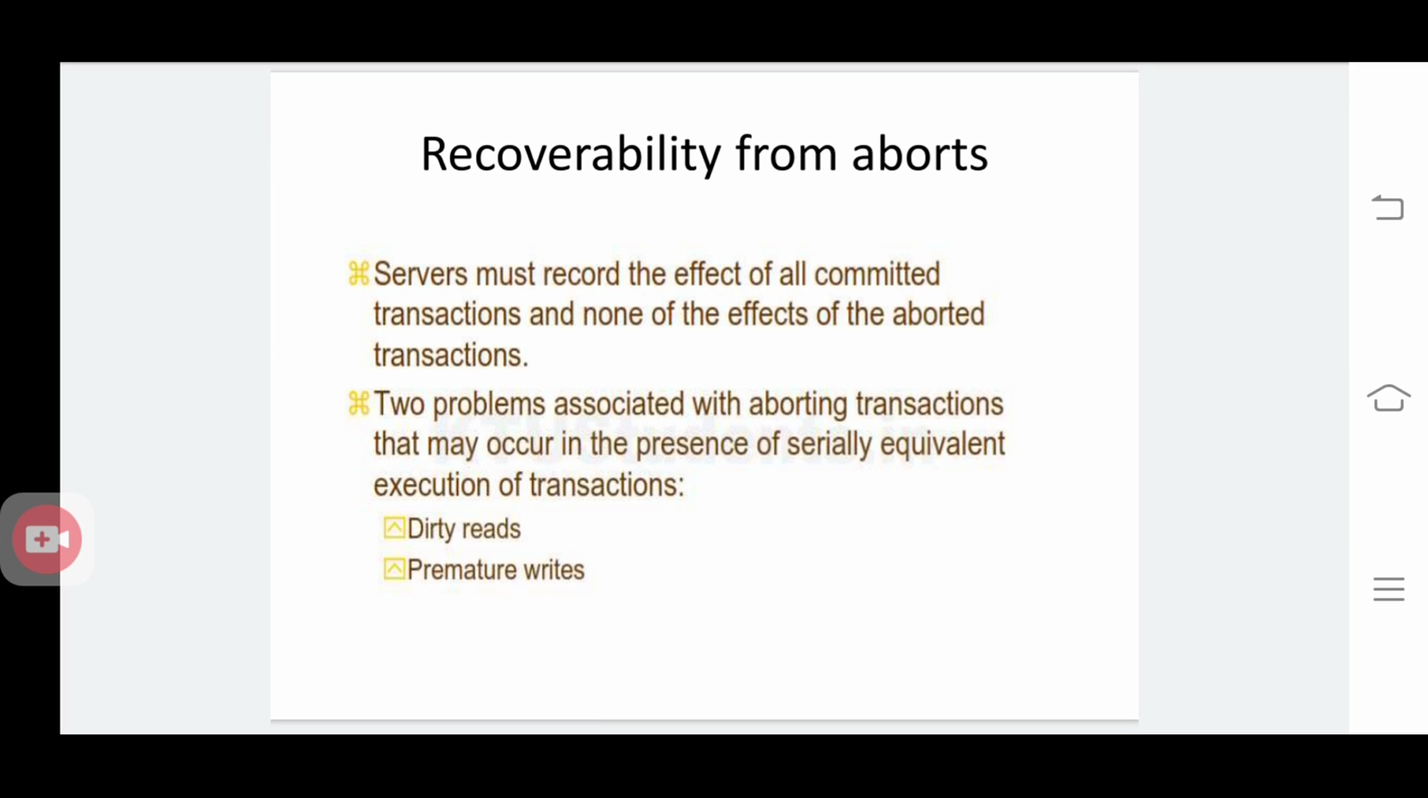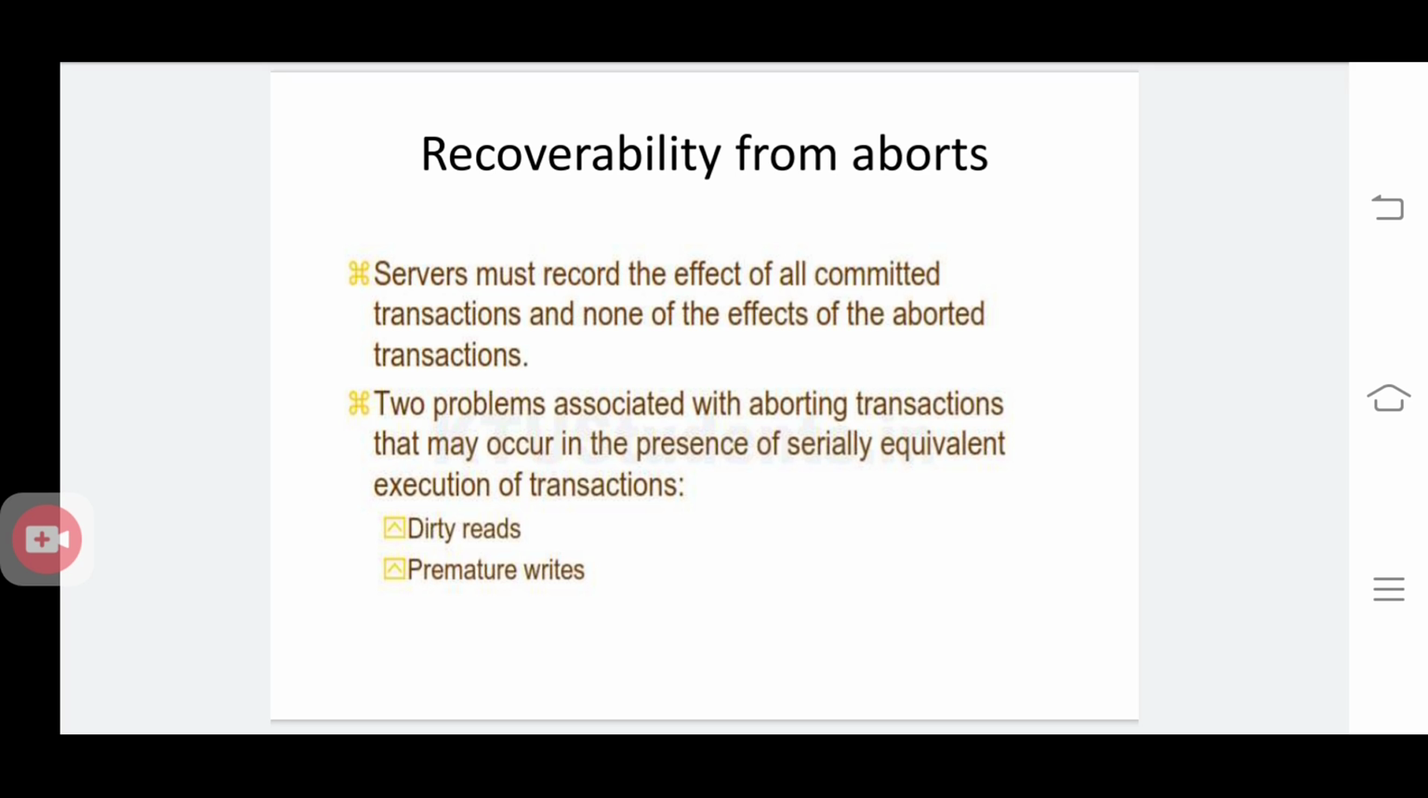Next one, recoverability from aborts. A transaction means the operations of a server. The server must record the effect of all committed transactions and none of the effects of the aborted transactions. Committing a transaction means a successful completion of a transaction. Abort means a failure of the transaction, right? So what should the server do? It must store all the committed information, but there is no need to store what was aborted. Okay, so they must therefore allow for the fact that a transaction may abort by preventing it from affecting other concurrent transactions if it does so.